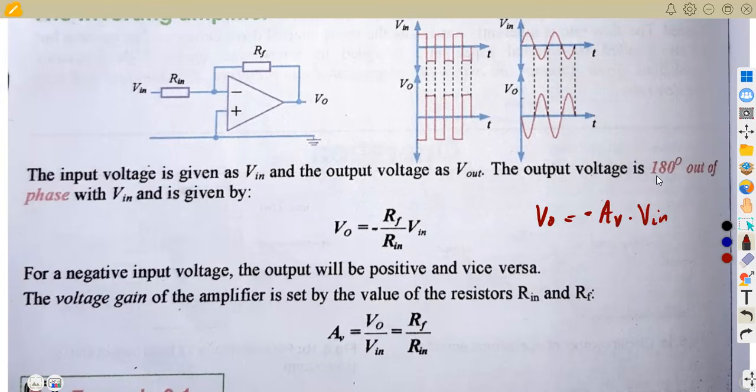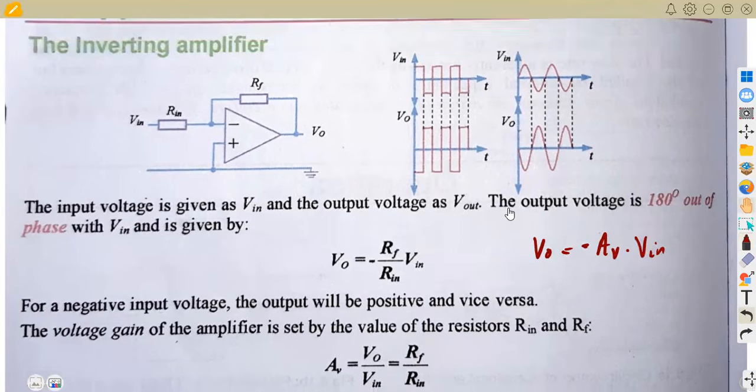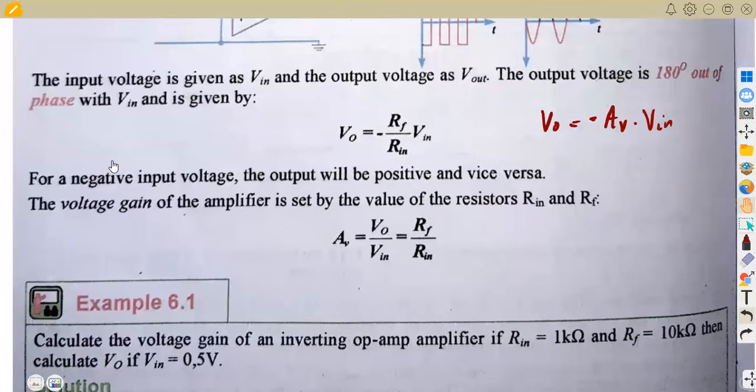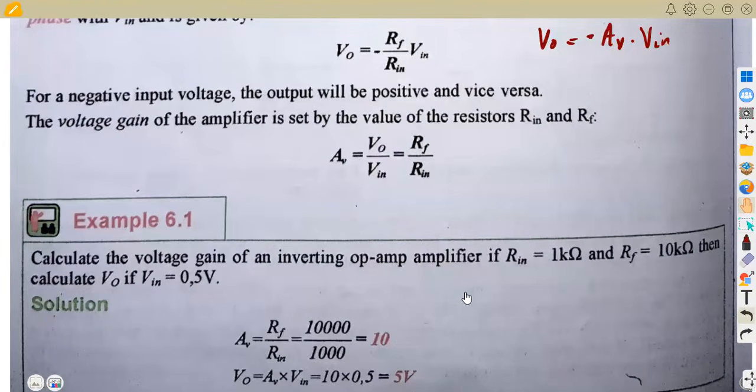It gives us the voltage at the output, depending on the type of op amp that you are using. If you're dealing with an inverting one, you are going to have RF over R in, so it's going to be minus RF over R in. The voltage gain of the amplifier is set by the values of the resistors R in and RF for the feedback, which are the ones that you are given here. That is voltage gain, which is V out over V in, or RF over R in, which is the one I was explaining before.